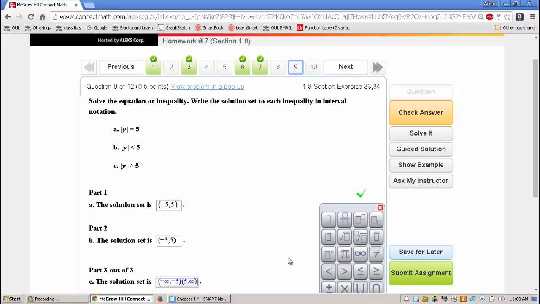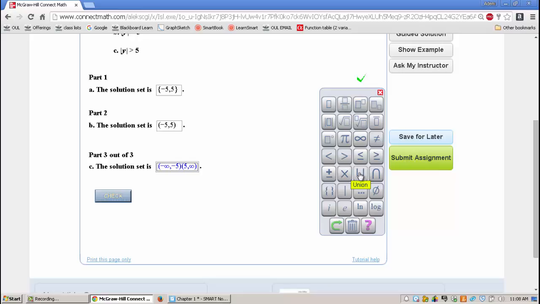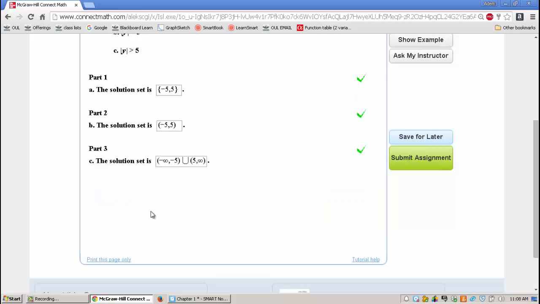computer to unite them, and that symbol is this one, union. Okay, let's check. Understood? If you have two split apart intervals as your answer, and the question is asking for your answer in interval notation, you need to put a U.